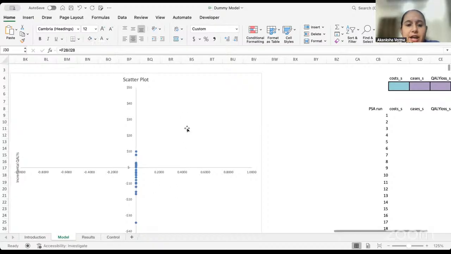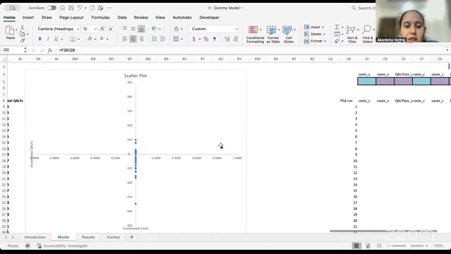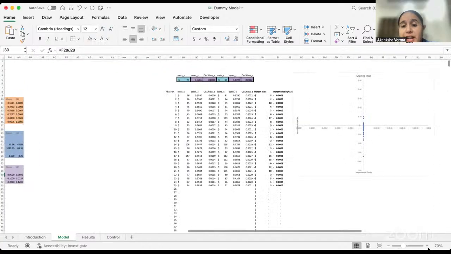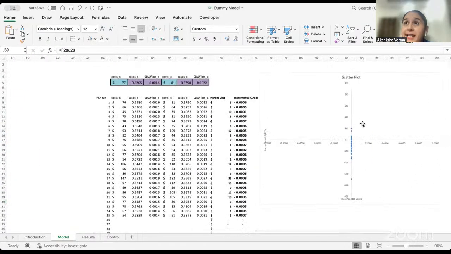Okay, so this is the way you actually do your PSA. You will have thousands of iterations, you will plot them, and based on your WTP, if the points are lying more in the first or third quadrant, then you need to draw your WTP line and say how many are lying above or below the WTP, and then you compare your base case result with your WTP.